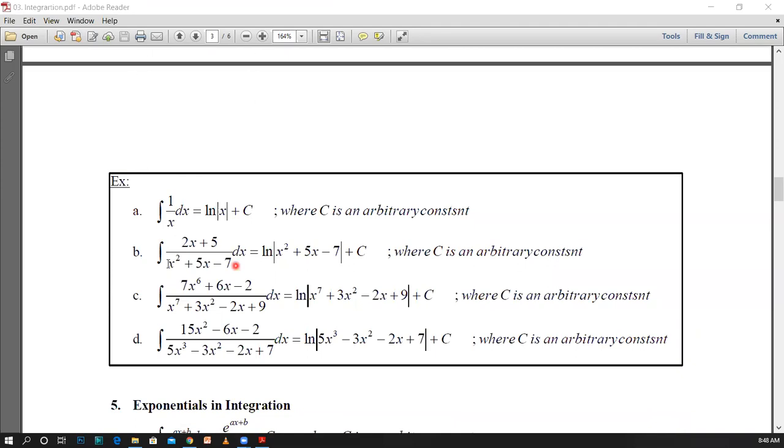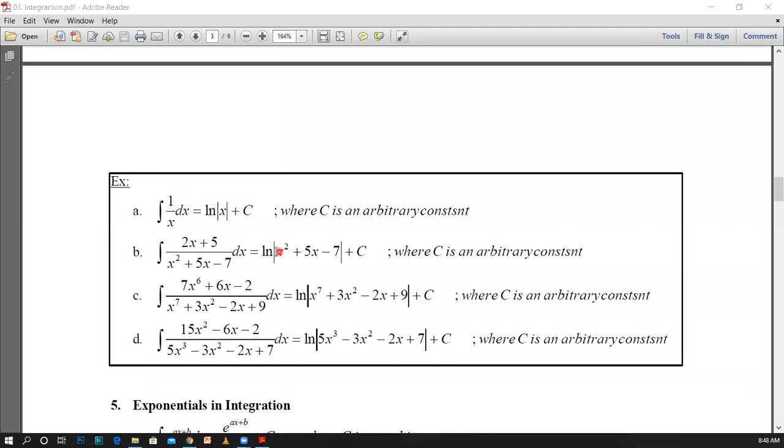In the second example, you can say that the function appearing in the denominator is x squared plus 5x minus 7. Then in the numerator, this is the function that we can see as the derivative of this quantity. Here the derivative of x squared plus 5x minus 7 is 2x plus 5. Now you can see that f dash x is on top of the function fx, then the integral can be done using the concept that we have discussed under logarithms in integration.